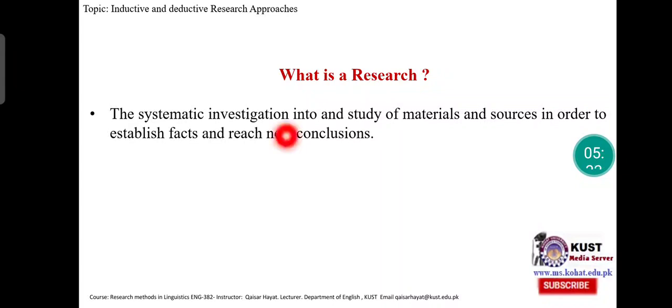So in today's class, definitely these ways, these methods, these approaches, we have to study, that help us to do our systematic investigation in a good way. So research is the systematic investigation and study of material and sources in order to establish facts and reach new conclusions.